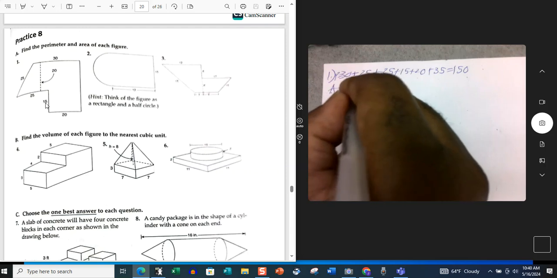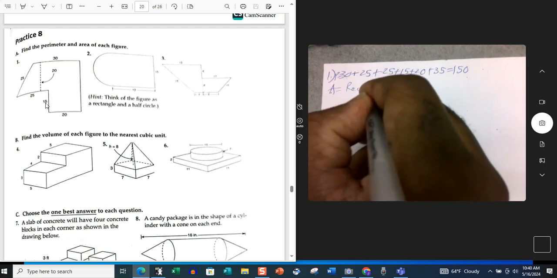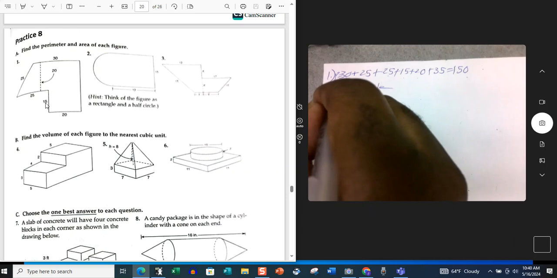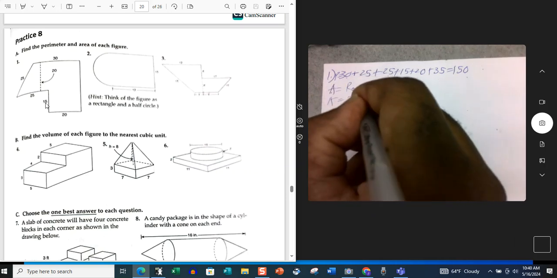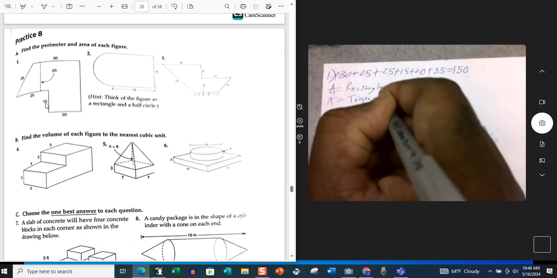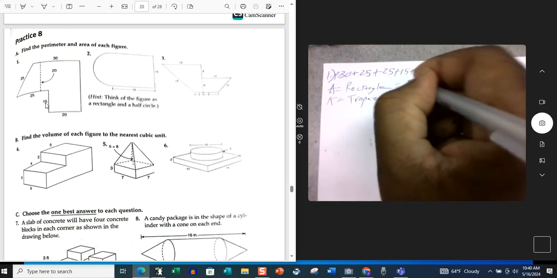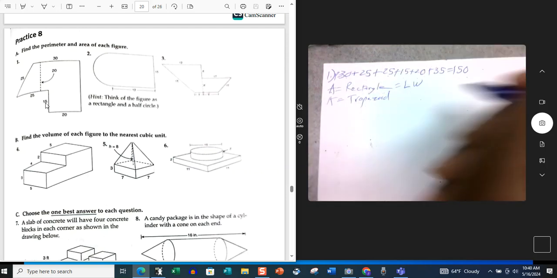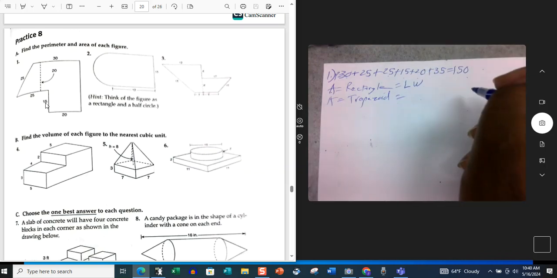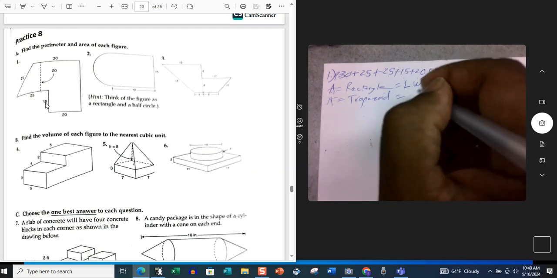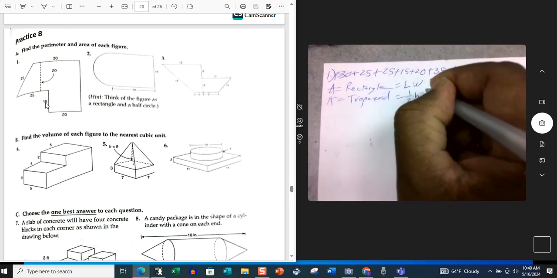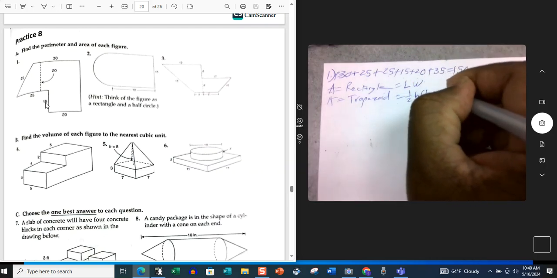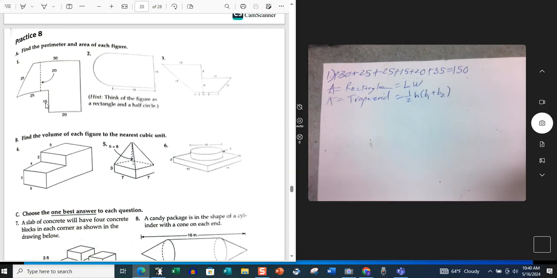First, we'll do the area of a rectangle, and then we would do the area of a trapezoid. So the area of a rectangle we know is length times width. The area of a trapezoid is 1/2 times the height times the smaller base plus the bigger base.